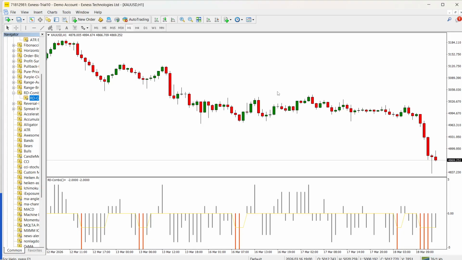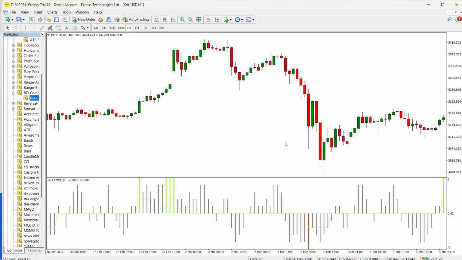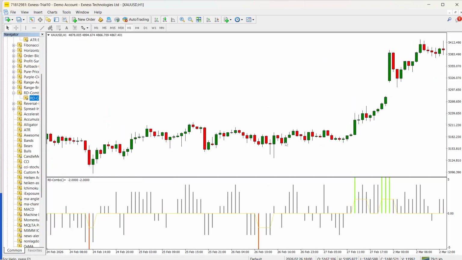So who's this indicator for and what are its limitations? The RD combo indicator is aimed at traders who prefer an all-in-one visual tool instead of stacking many separate indicators on the same charts, whether they trade intraday or higher time frames. It is an analytical and visual aid tool only and does not place or manage trades.